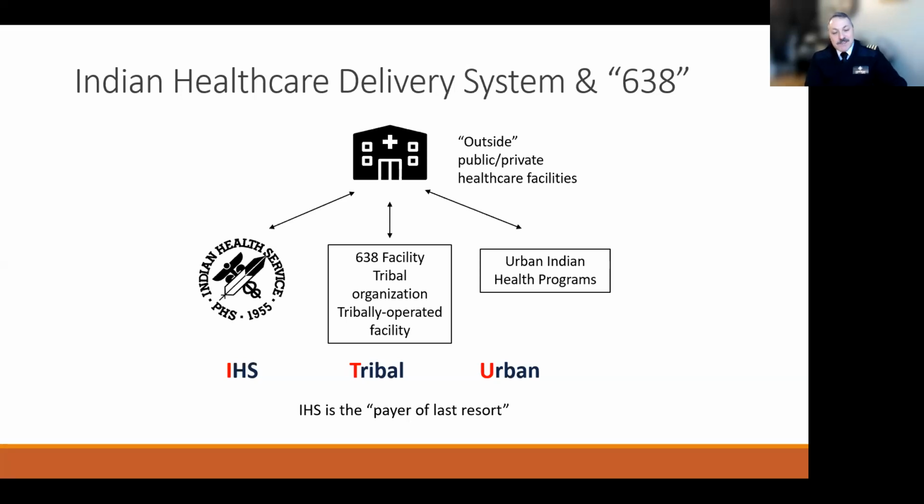Furthermore, under this PRC system, IHS is the payer of last resort. So private health insurance, Medicare, or Medicaid are used to pay for healthcare services at outside facilities before IHS payments will be made. This tiered payment system also means that AIAN healthcare and health data can be spread across multiple sources. And finally, it should come as no surprise that not all American Indian Alaska Native people seek healthcare services at ITU facilities.